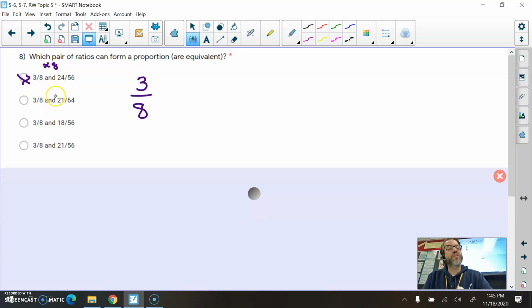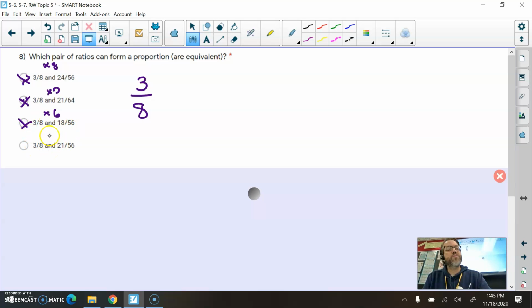3, how do you get from that to 21? Well, multiply by 7. So take 8 times 7, that'd be 56. Is that a match here? No. 3, how would you get to 18? By multiplying by 6. 3 times 6 is 18. What's 8 times 6? 48. Is that a match here? No.